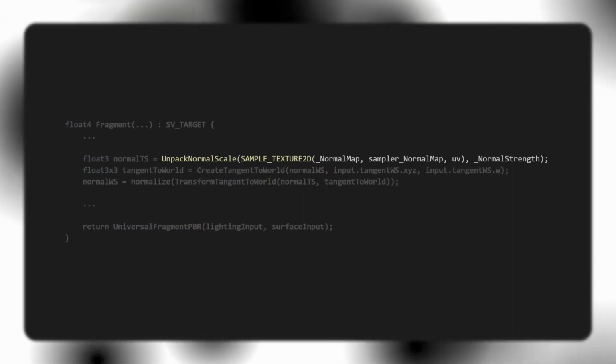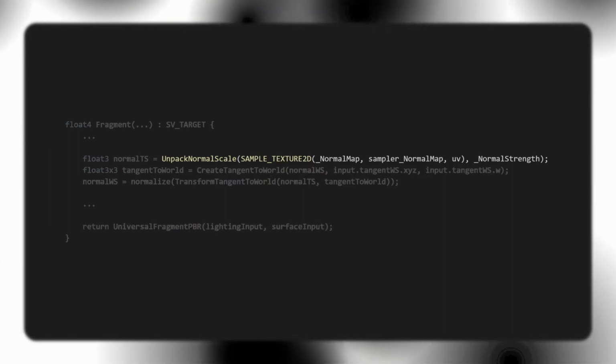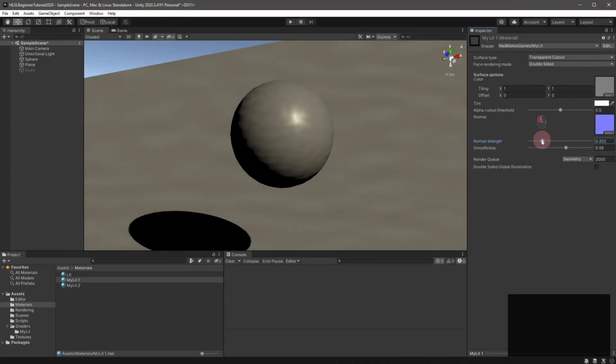Then switch the unpack normal function with unpack normal scale, passing the new strength value. And that's all there is to it. There's one more wrinkle that you should know about.